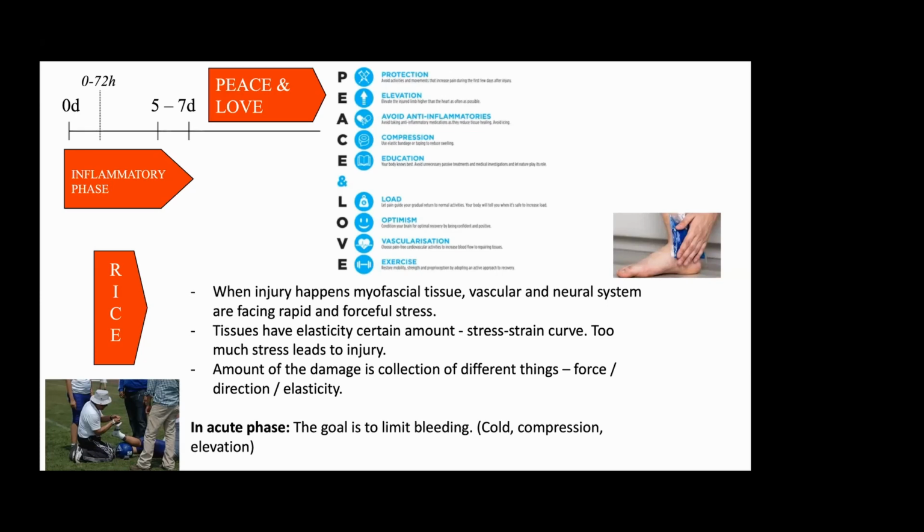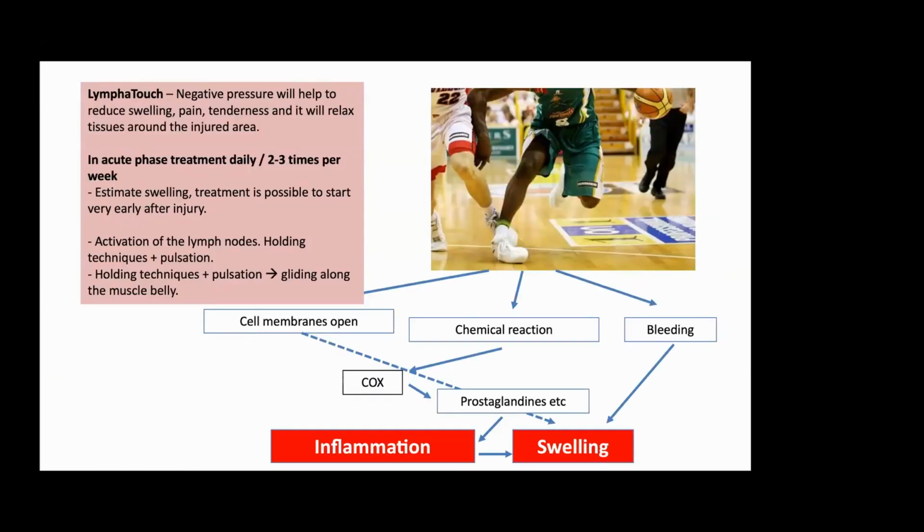But at this point, you could also use Lymphatouch. We could use negative pressure, and we could reduce swelling, pain, tenderness, and relax the tissue around the injured area. If you are working in the acute phase, you could do the treatment daily or 2 to 3 times per week. You could estimate swelling, and it is very possible to start treatment early, almost immediately after the injury. And we are activating the lymph nodes.